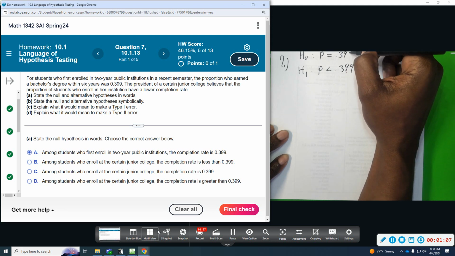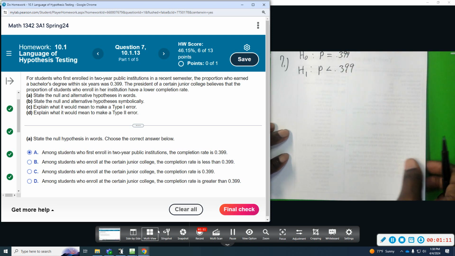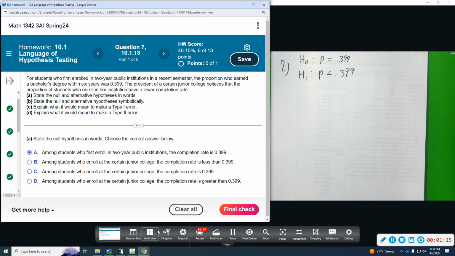There's basically no change. Could be greater than. Some books might say greater than or equal to, but from what we've looked at, we just say no change. Not really any difference. So we want to pick the null in words. What she believes to be true is that a certain junior college believes the proportion of students enrolled in her institution have a lower completion rate. So her students have a lower completion rate, or her students have no change.